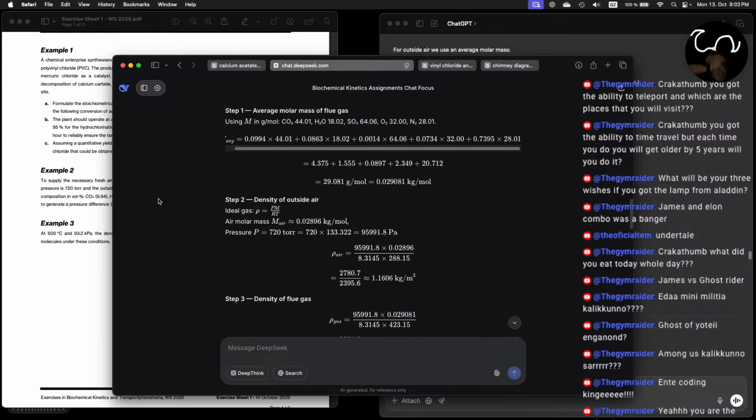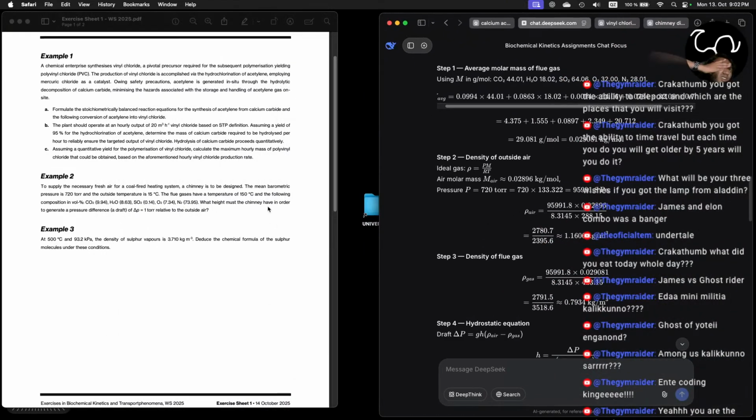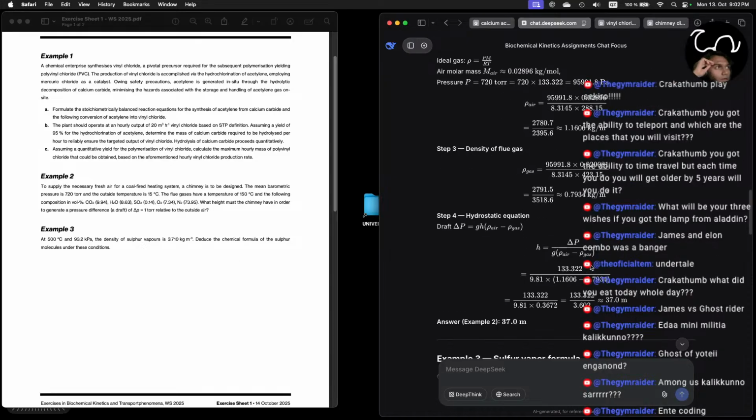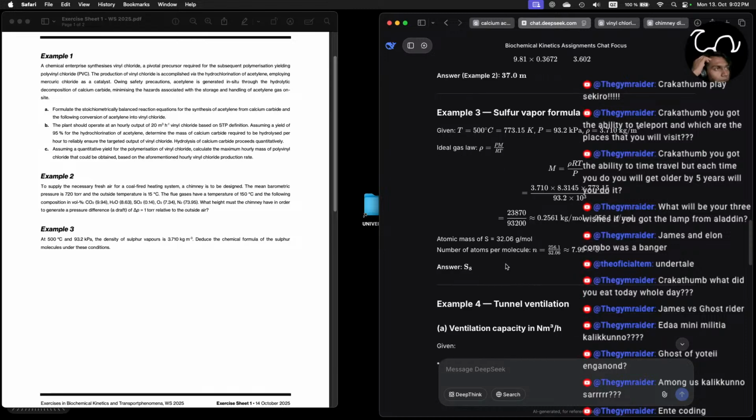I'm just gonna copy paste this. Not gonna lie, I am really tired. At 500 degrees Celsius, the density of sulfur vapor. How long is this answer? Oh, that is really straightforward.